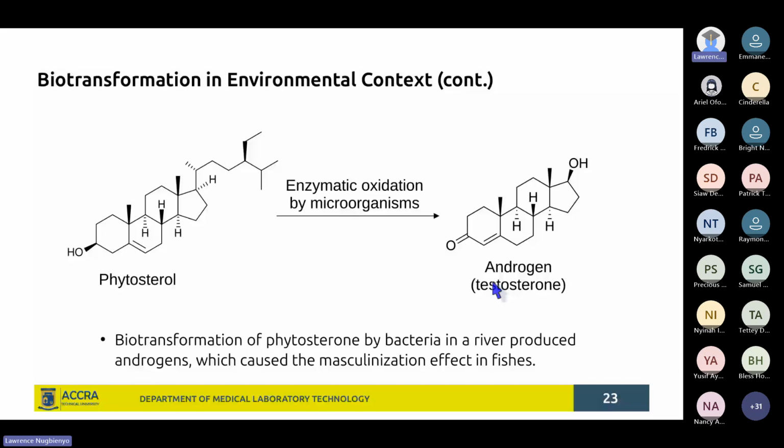And so you had these male sex hormones now acting on these female fishes and having such an effect of masculinization of these fishes. So you see how you can have biotransformation of this harmless substance, phytosterol. Even the sex hormone itself, androgen, is harmless, but you can see the effect that it's having on aquatic organisms, which is to say masculinization of these female fishes and making them sterile.